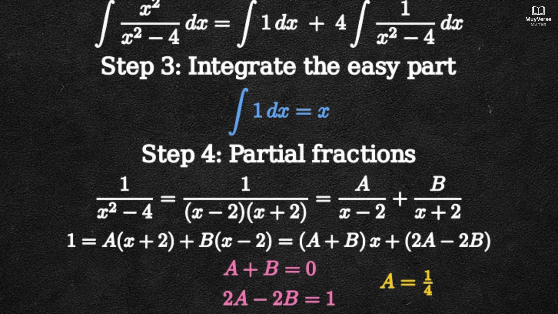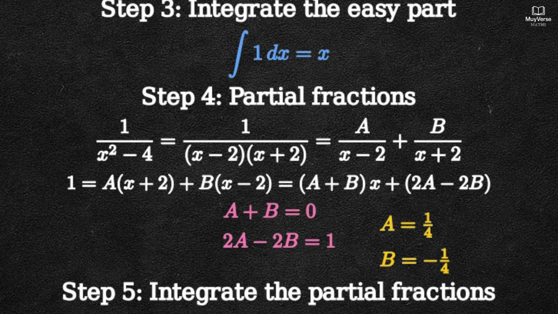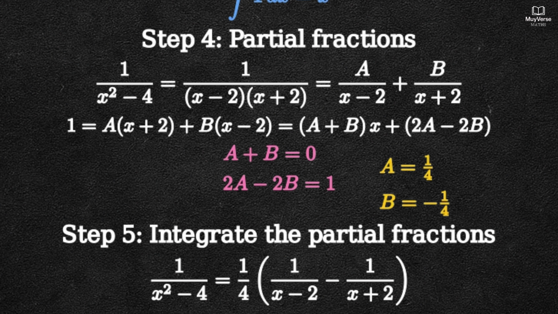From A plus B equals 0, B equals negative A. Substitute to get 4A equals 1. So A equals 1/4. Then B equals negative 1/4. Now we rewrite the integrand using A and B. 1 over x squared minus 4 equals 1/4 times 1 over x minus 2 minus 1/4 times 1 over x plus 2.